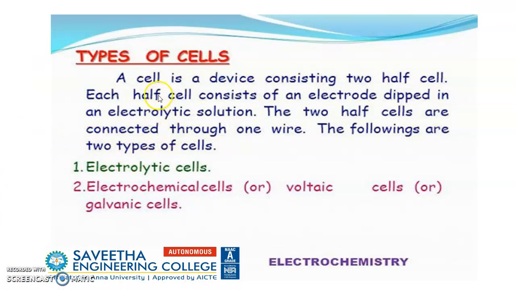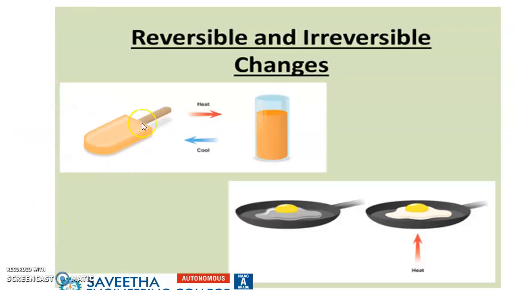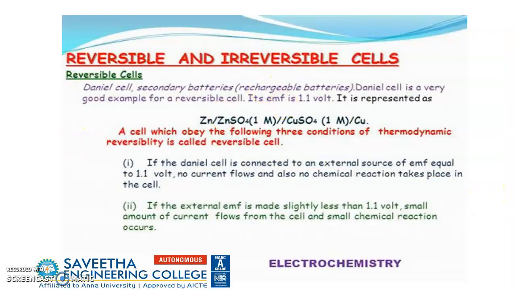Okay, so we can classify the cells as I told you, like electrolytic cell and electrochemical cell. And here you could find some reactions. Say, for example, ice melts to give the liquid state of the same thing. When it is cooled, it gets back to its original form. Whereas with an omelette, when an egg is broken and an omelette is made by the application of heat, we cannot remake the egg. So this is irreversible, whereas the first case is reversible. That is what is happening in the case of batteries also. So we have two types of cells, reversible and irreversible cells.